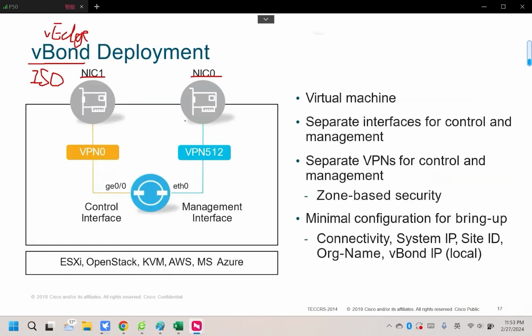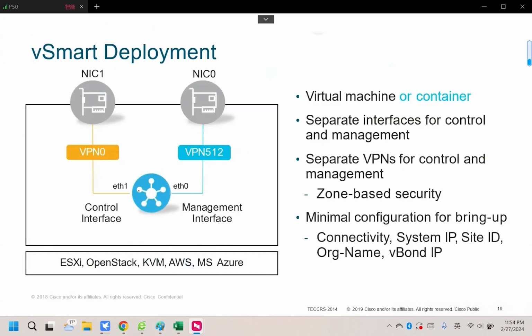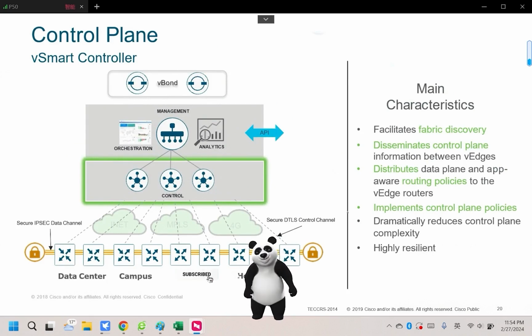As we mentioned earlier, there's a VPN 0. This VPN 0 needs to have a 1-to-1 NAT address. It must be connected to the public network. Private addresses alone are not allowed. This is a mandatory requirement for the deployment of vsmart. The first network card is 512. The second network card is VPN 0. Similarly, it also has a requirement for high availability. Here, for high availability of vsmart, the number should also be advised not to be too many.